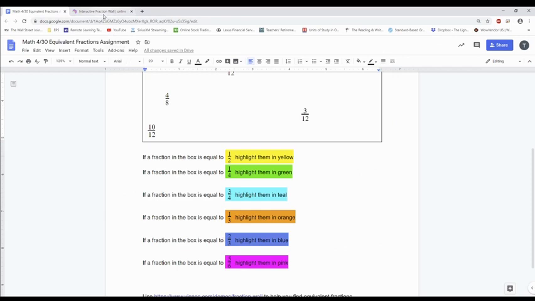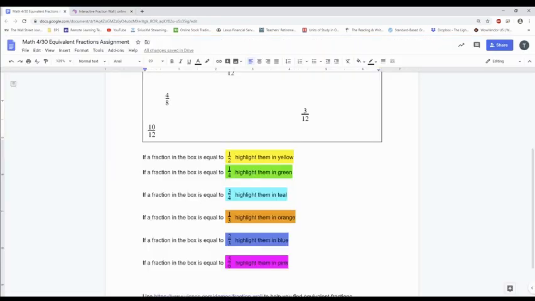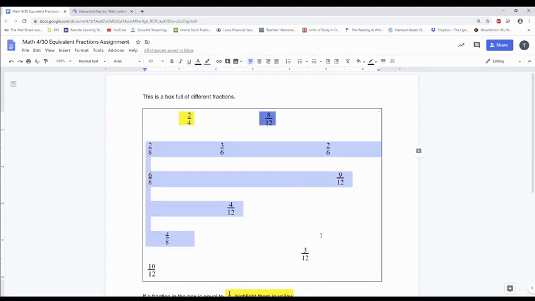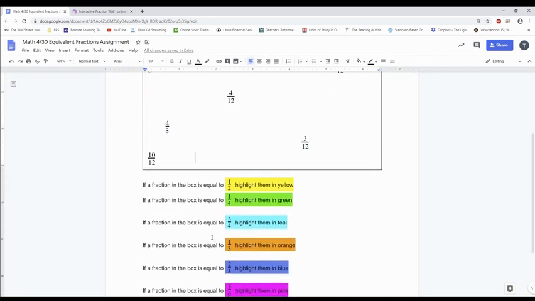Okay, 2/3 now. Okay, they match up perfectly. They take up the same amount of space. So 8/12 is equivalent to 2/3. Come back to here. Highlight it in blue. And that is what you'll be doing for the rest of these to find out which fractions are equivalent.